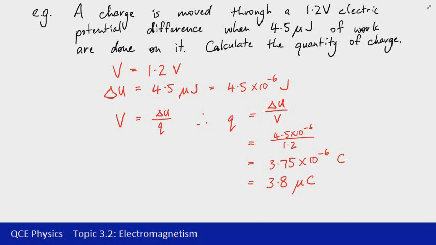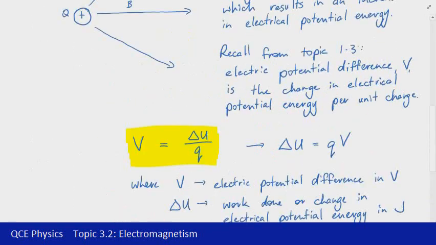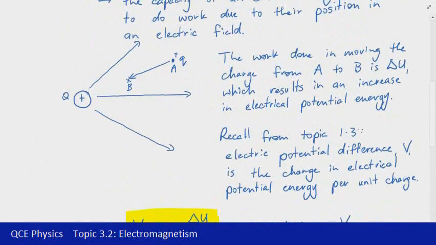Two more points I just want to make here. I'm not going to jot these down as notes, but things to just be aware of. If the charge was actually placed at B and then was released so that it then moved towards A, we wouldn't actually be doing any work on the charge. The electric potential energy stored at B would actually be converted to kinetic energy as the charge moved from B to A. So we're only going to be doing work when we move a charge against the field.